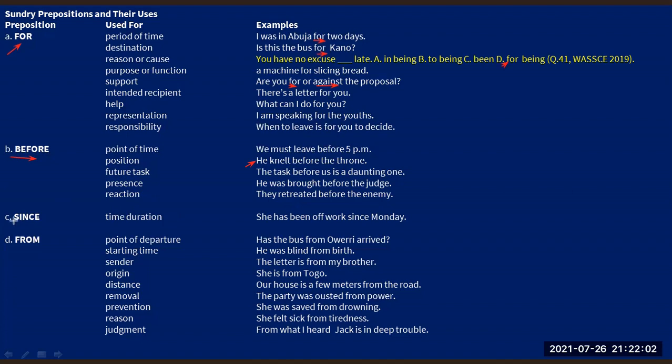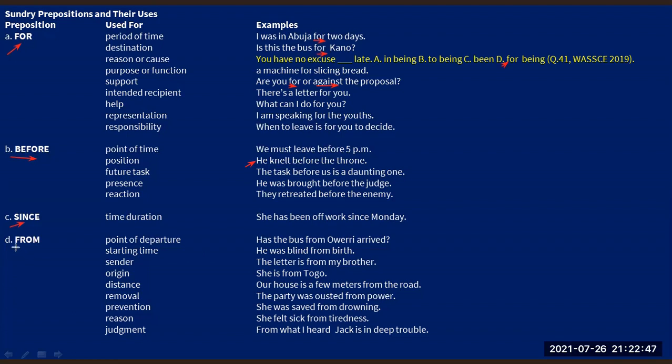All right, so let's look at another preposition, and that is since. Don't forget that the preposition since, just like before, in some cases, before can be used as a subordinating conjunction, and since can also be used as a subordinating conjunction. But that is a topic for another day. So as a preposition, you use since to indicate time duration. For example, she has been off work since Monday, since Monday.